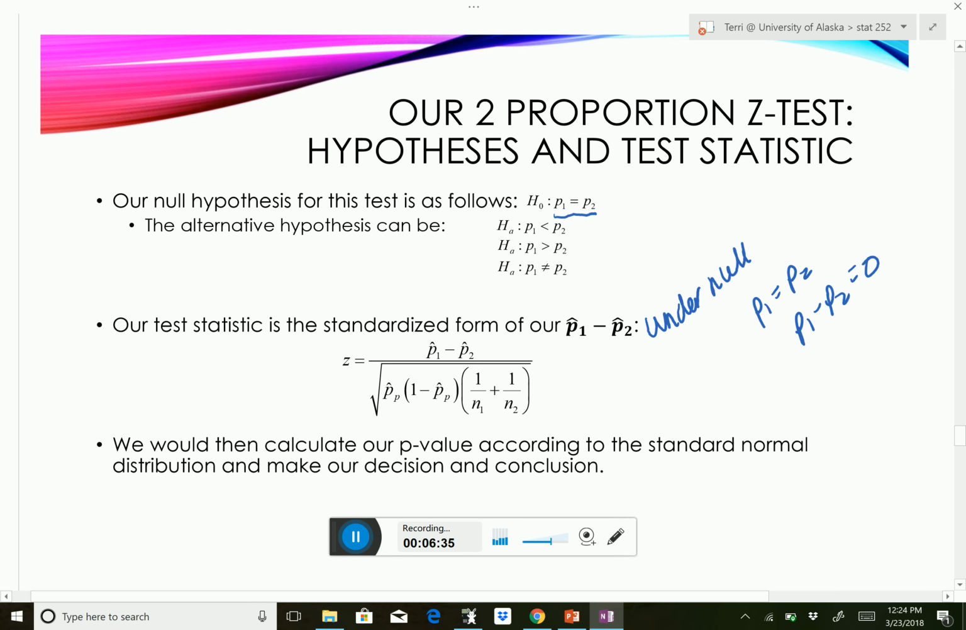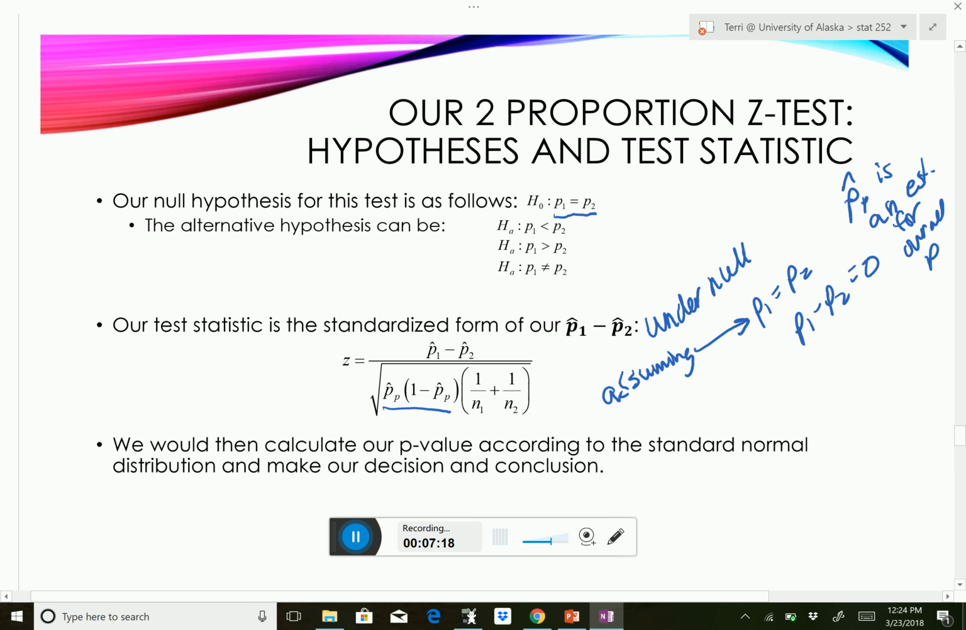So, if you look at this, we have p1 hat minus p2 hat divided by, now notice what I've done here. I've taken the p-pooled hat and the 1 minus p-pooled hat and put it separate from 1 over n1 plus 1 over n2. That is because, remember, I'm assuming that the null is true and P1 equals P2, which would mean that my pooled p hat is an estimate for the overall proportion if these two are the same population.